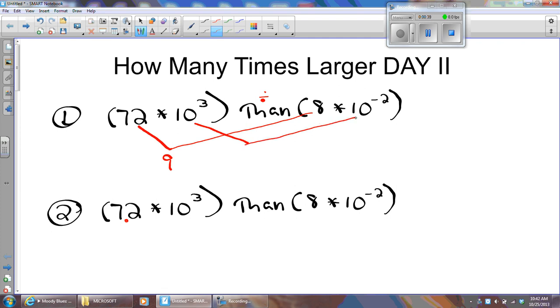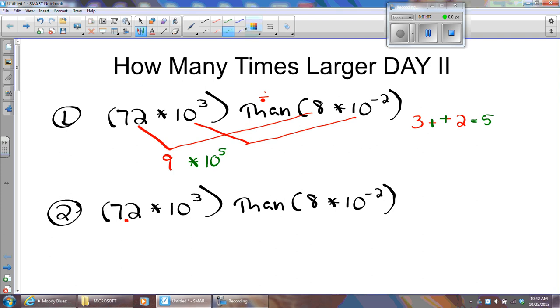Now, a lot of you are getting in trouble because you're just trying to guess and you think you know the answer, but you don't. Remember that when we're dividing like bases, we subtract the exponents. Please write the subtraction problem down. The subtraction problem is 3 minus negative 2. And then that should trigger something in your memory. Oh, yeah, I'm supposed to cancel those out. 3 minus negative 2 is 5. Okay? So it's times 10 to the fifth.